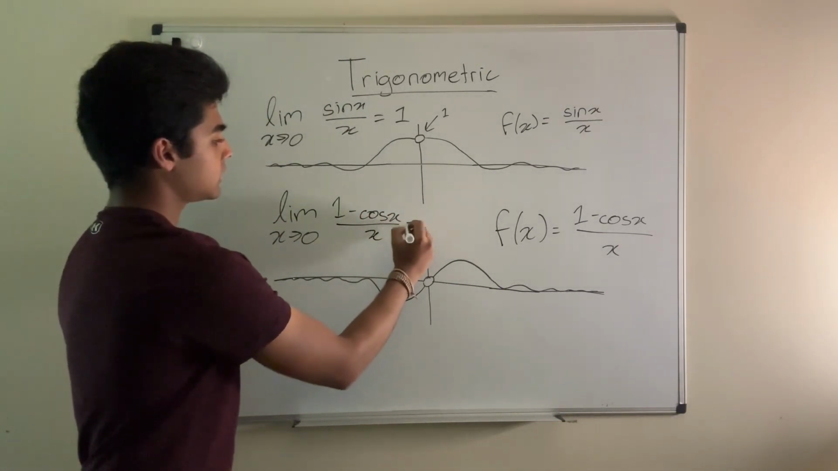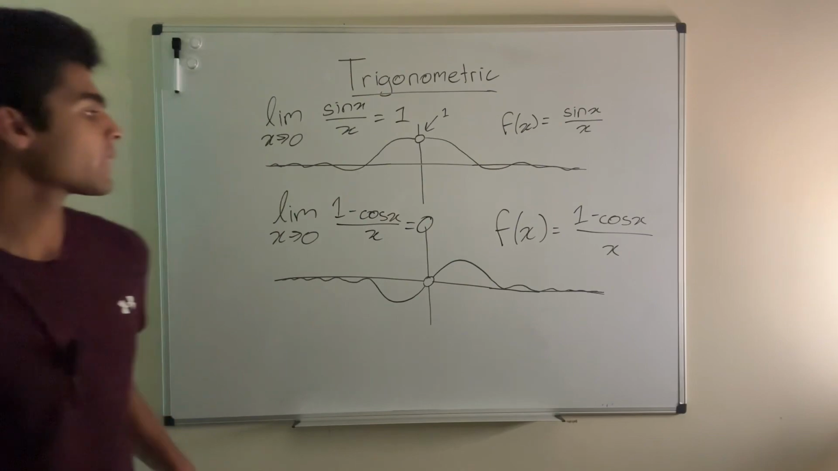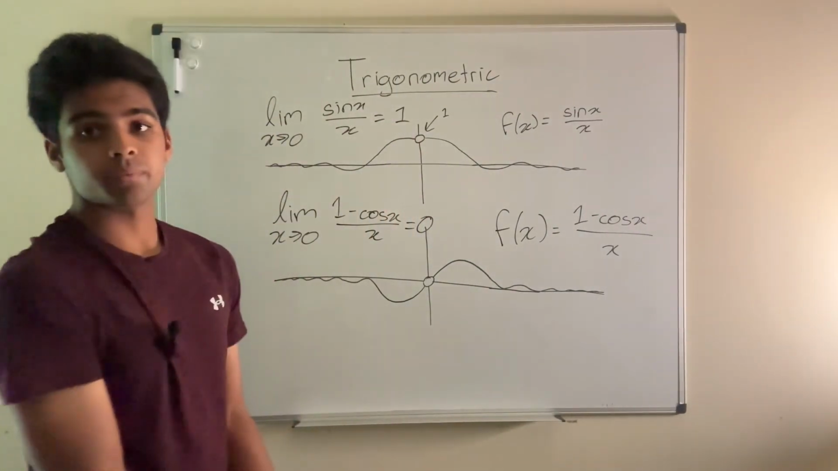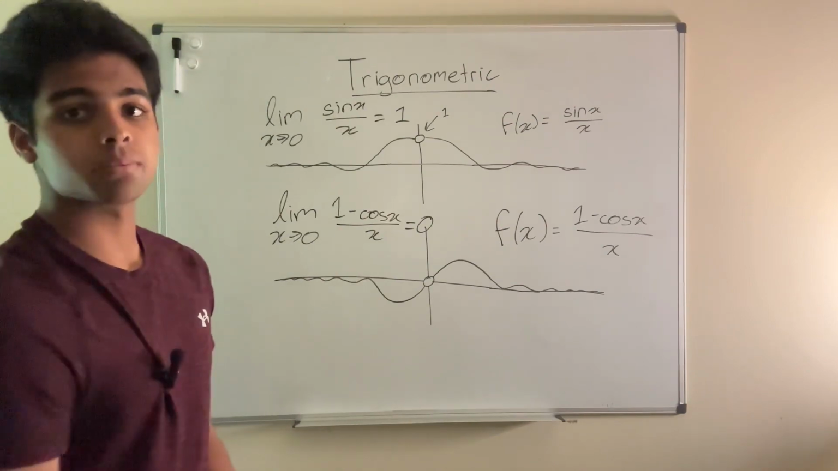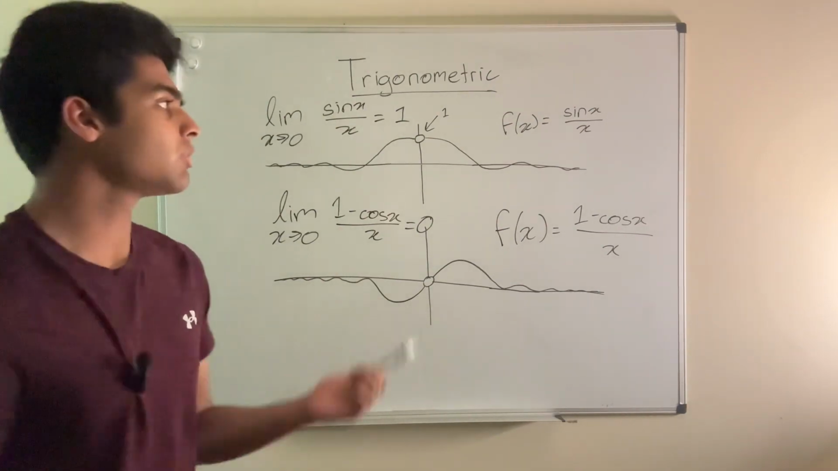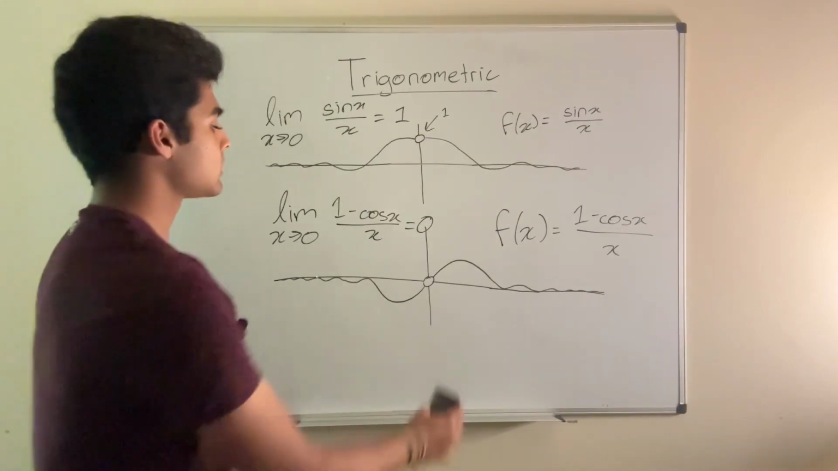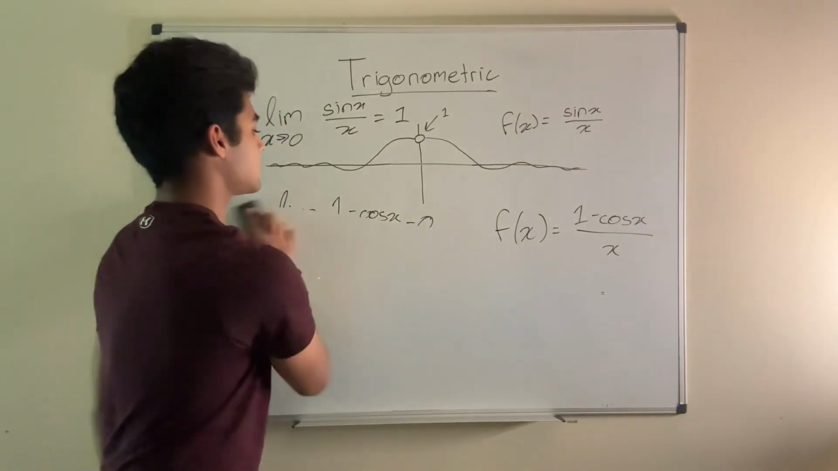over x equals 0. Now, these two limits are very important to memorize, because they show up a lot in trigonometric limits. And these two are really the only limits that you should memorize for the AP Calc exam. Now, let's do some example problems.